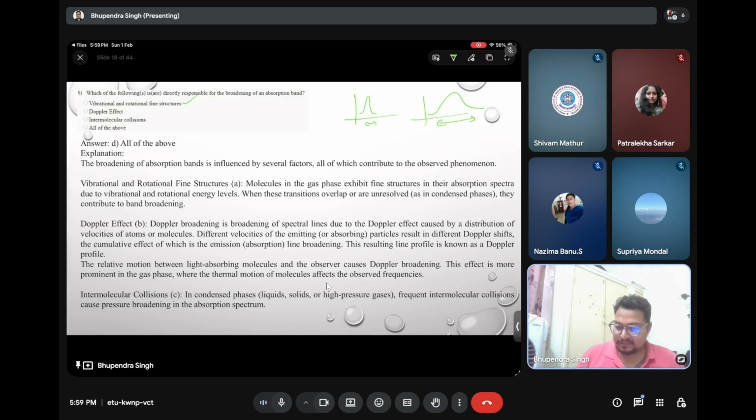And the third one is intermolecular collision. So intermolecular collision in condensed phase, liquid, solid, or high pressure gases. Liquid means they are bonded with water, bond with bond, and solid is packed, or high pressure. Frequent intermolecular collisions cause pressure broadening. Of course, they will collide. The liquid, solid, and the high pressure gases, they will collide more easily. Like the collision will be higher.